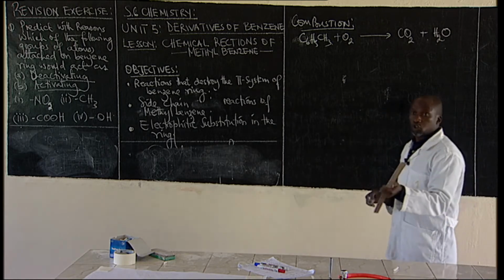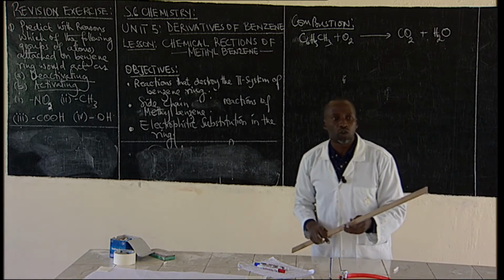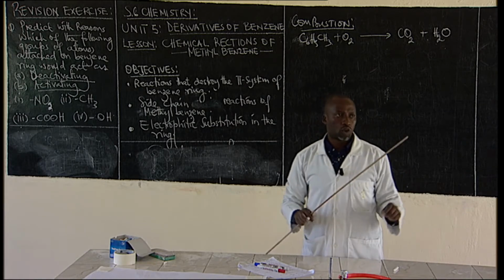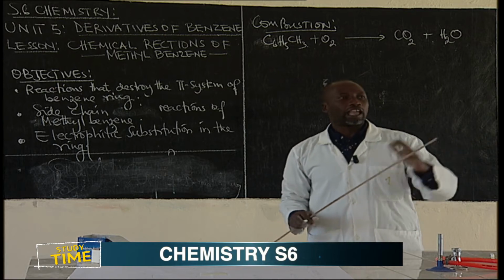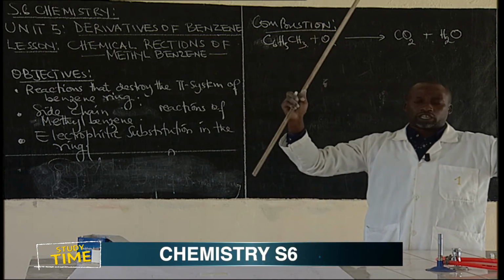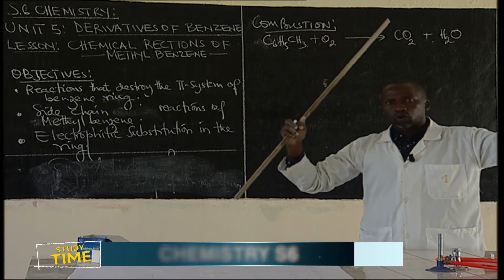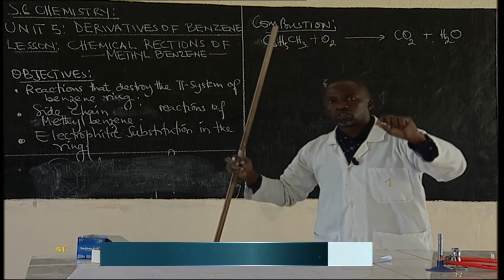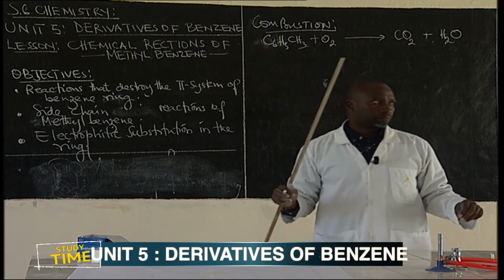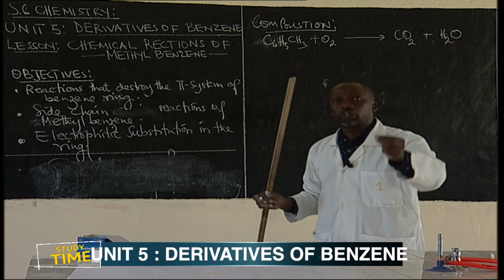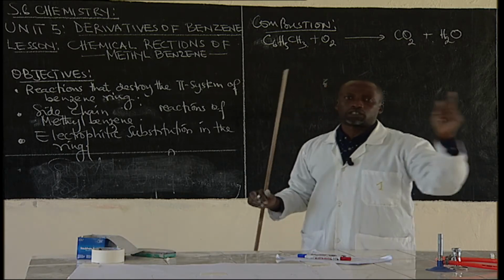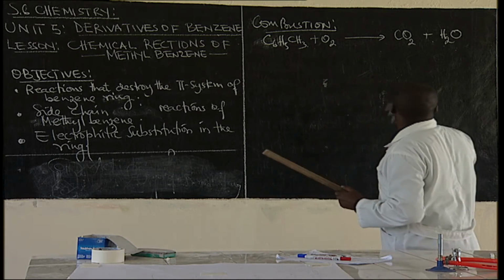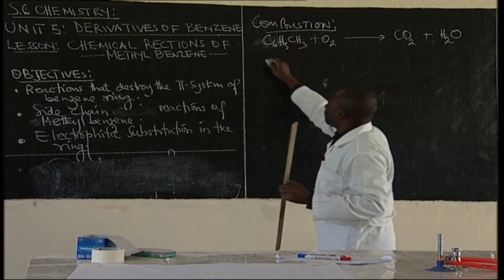Remember, all the compounds that contain the benzene ring, when they burn in air, because of high carbon content, they produce a smoky flame. That means including some particles of carbon due to incomplete combustion. So that is the reaction we are talking about, combustion.